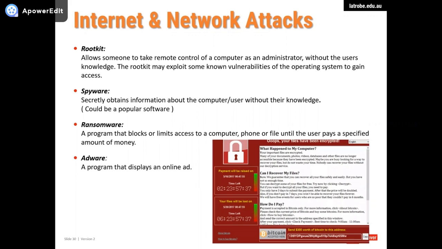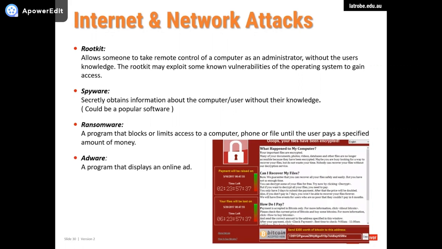And next is ransomware. Ransomware is a program that blocks or limits access to the computer, phone, or files until the user pays a certain amount of money. If you remember what happened in 2017, there was a very famous ransomware called WannaCry. This software just locks your computer and all your files. The only way to unlock your computer is to pay a high amount of money, like bitcoins, to the attacker, and then they will unlock your system. So this is called ransomware.